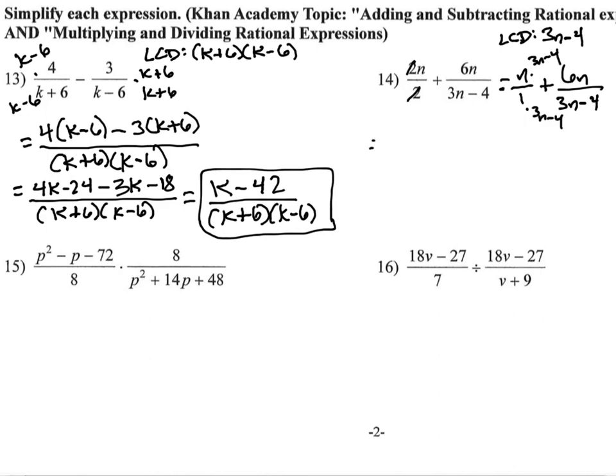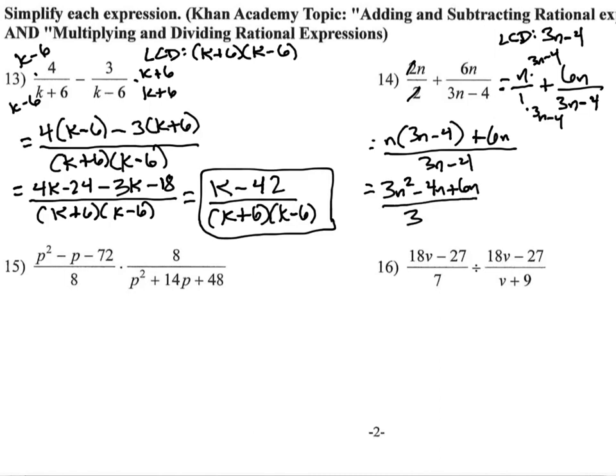So we're left with n times 3n minus 4 plus 6n all over 3n minus 4. Okay, I'm going to distribute that n, 3n to the second minus 4n plus 6n over 3n minus 4. Combine like terms, 3n squared plus 2n over 3n minus 4.